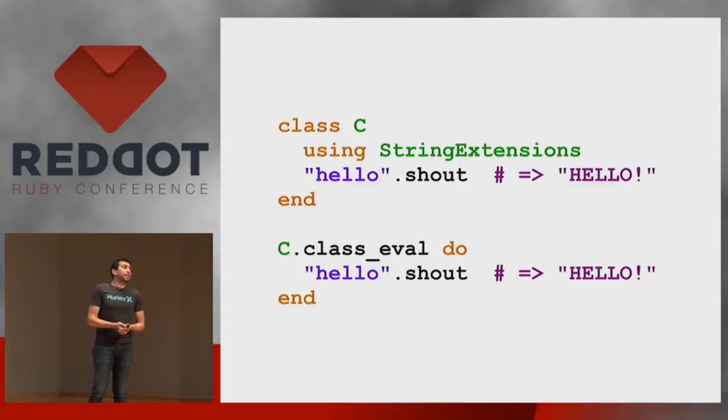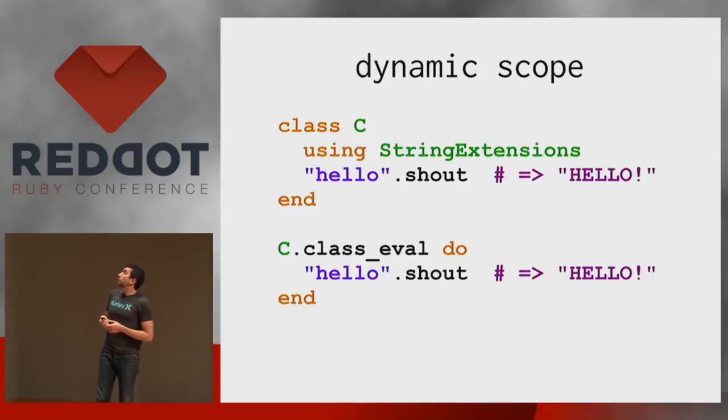But the problem is that once you do this, you open a can of worms. This is called dynamic scoping. Okay? This is what we are used to in Ruby. We close scopes, we reopen scopes.